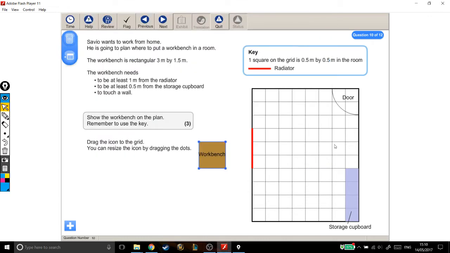Alright, here we have a level 1 question. It's a sort of shape and space, scale plan type question. Savio wants to work from home. He's going to plan where to put a workbench in a room.